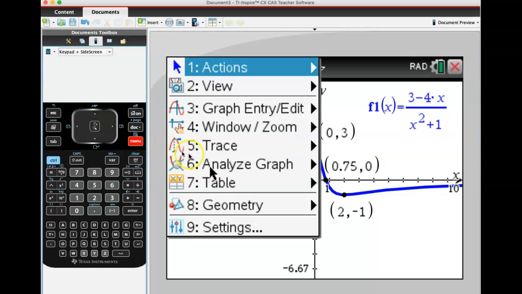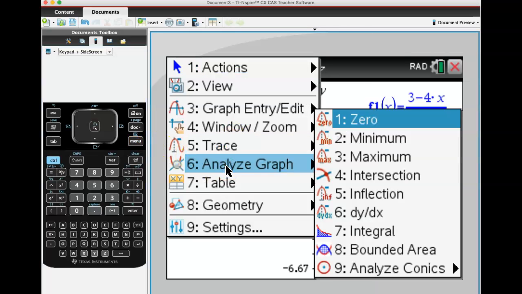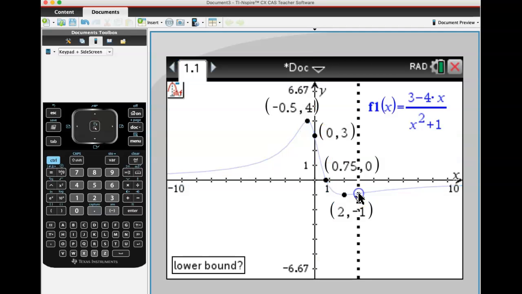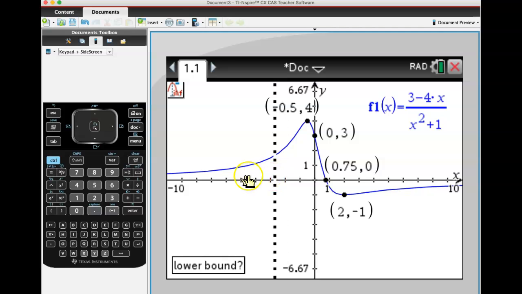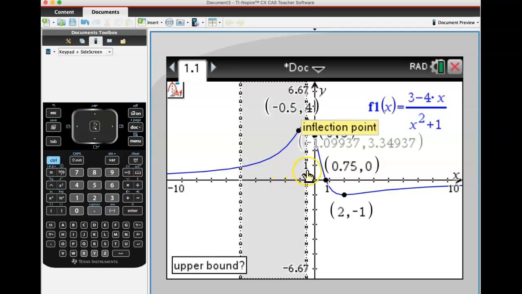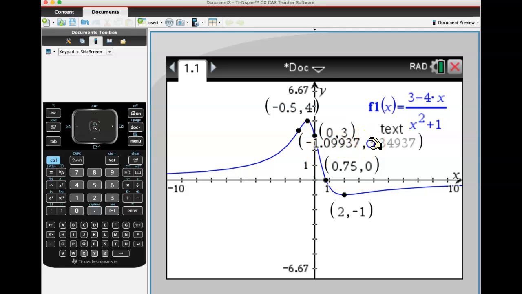I'm going to say menu. We're going to say analyze the graph. We want our inflection point. Anywhere I know I'm concave up, I'm going to drag it until it drops. Oh, there it is. There I had a change, concave down. There's a point of inflection.